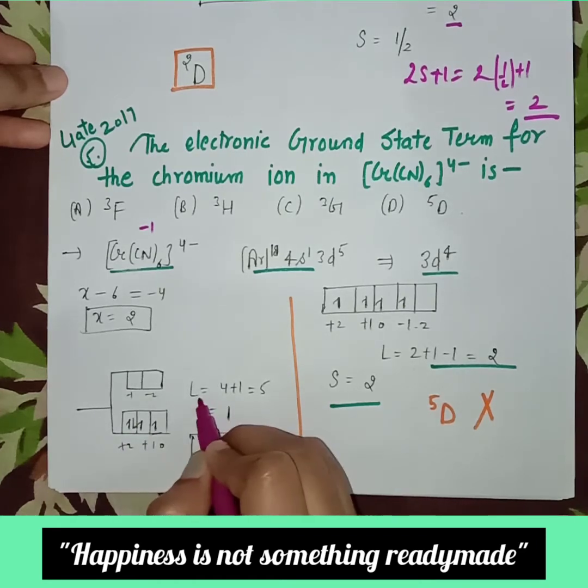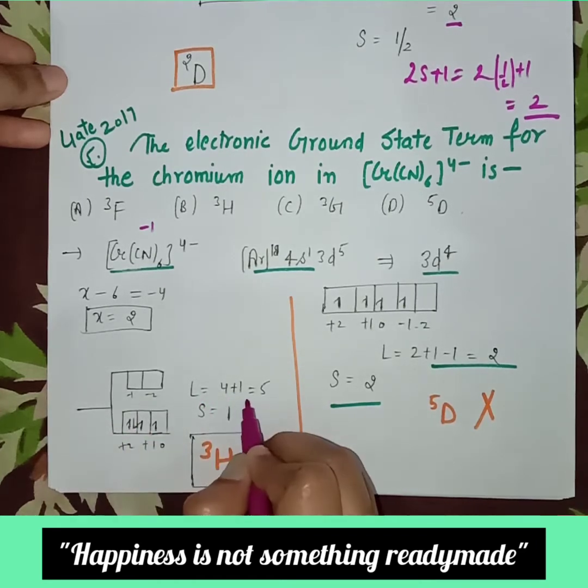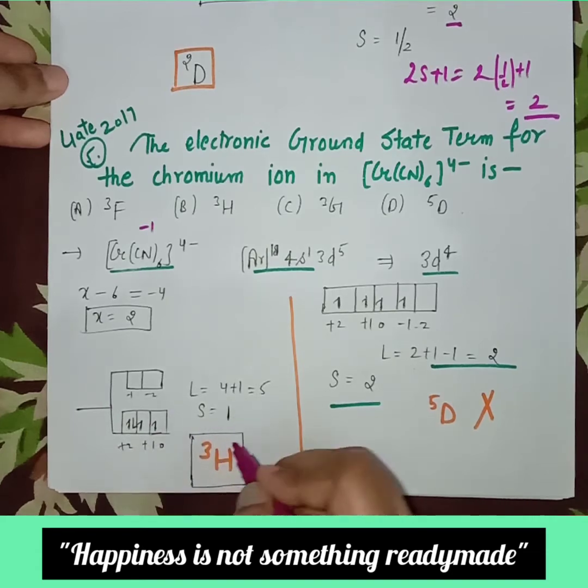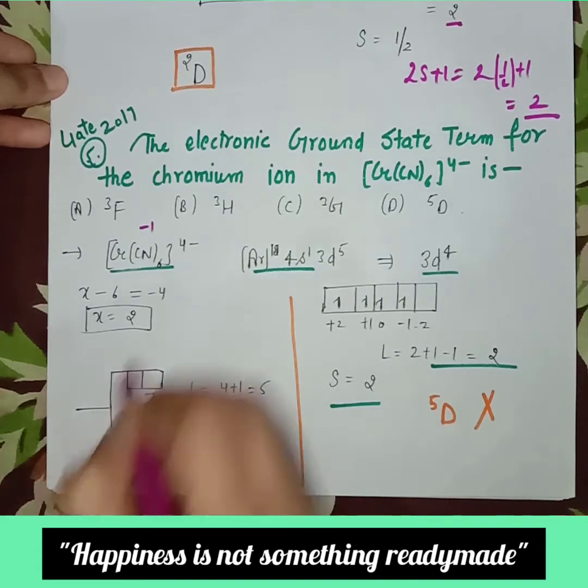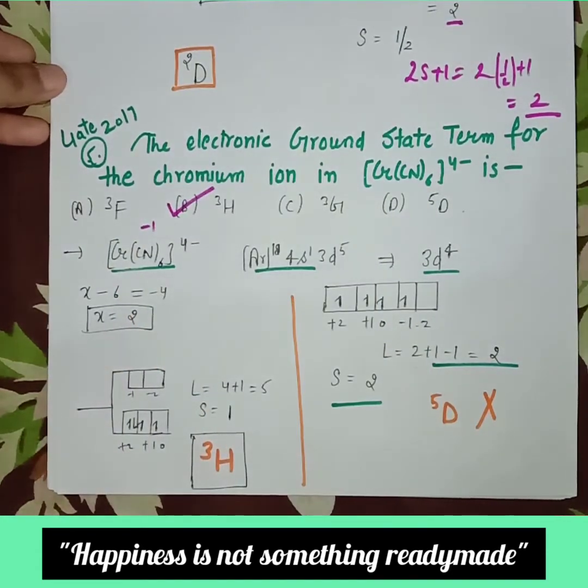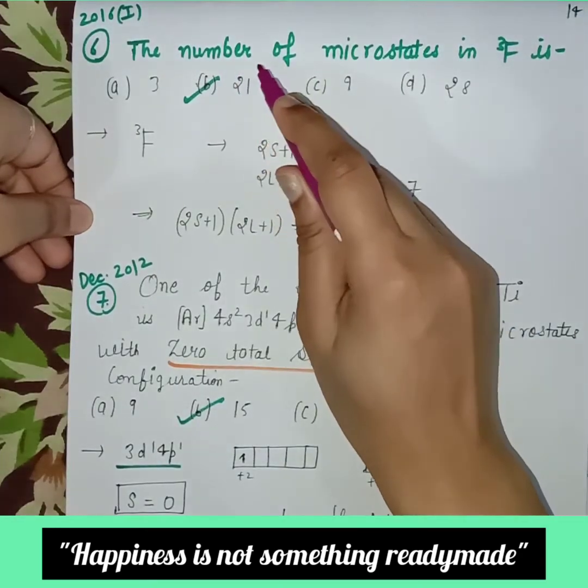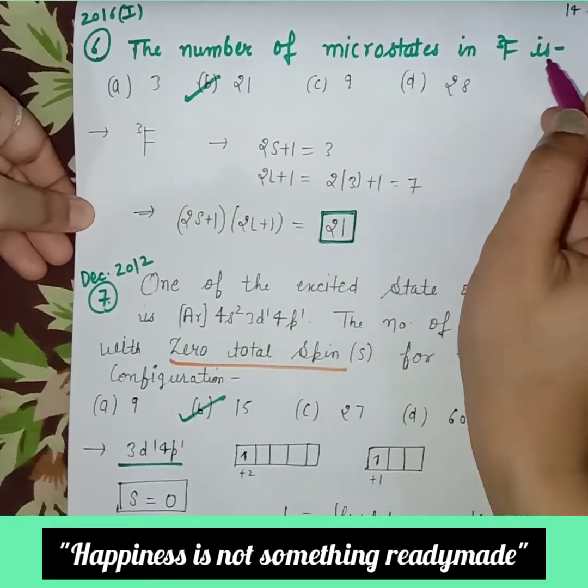Then calculate the L value, which is equal to 4 plus 1, 5, and S is equal to 1 here. So our term symbol is 3H. Correct option is this one. In the next question, we have to find the number of microstates in 3F.